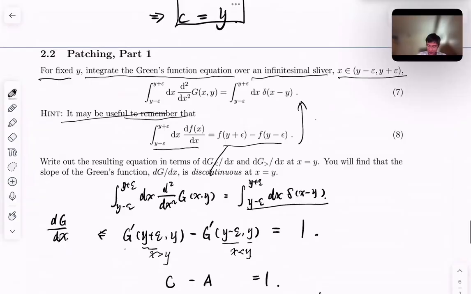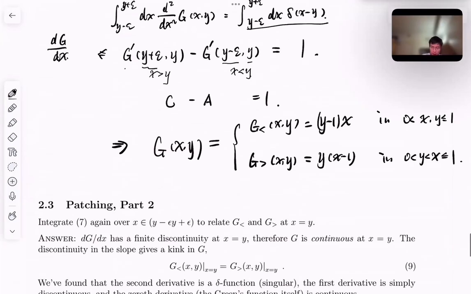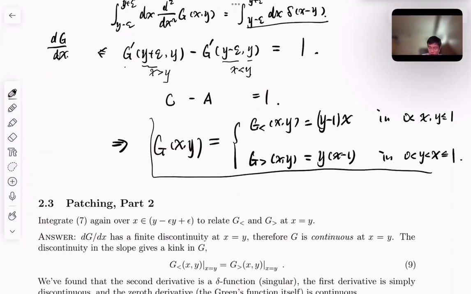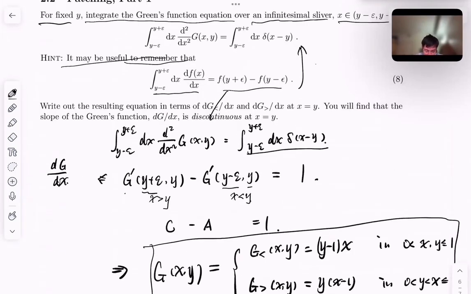Is that correct? Okay, this is the final solution for g(x,y), and let's write out the resulting equation in terms of g.